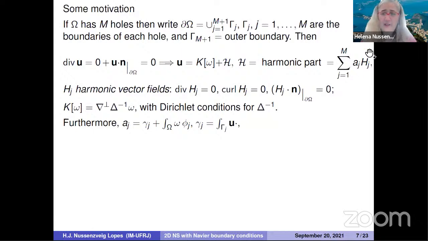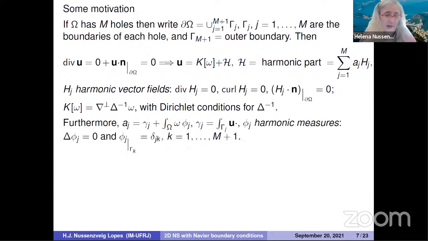So H_j is just a basis. It's a basis for my vector space of harmonic vector fields. Now, these A_j's can be determined once we specify which H_j's we're talking about. And for a specific set of harmonic vector field basis, A_j is given by the circulation around each hole plus the integral of vorticity times phi_j, where phi_j are known as harmonic measures.